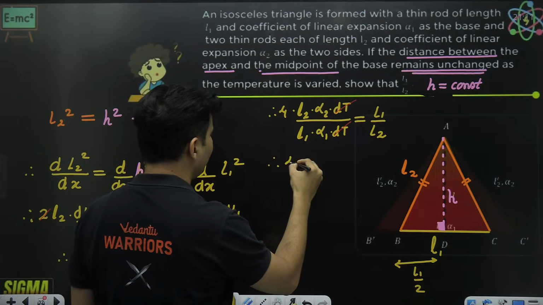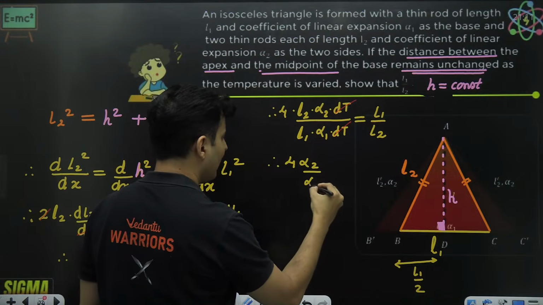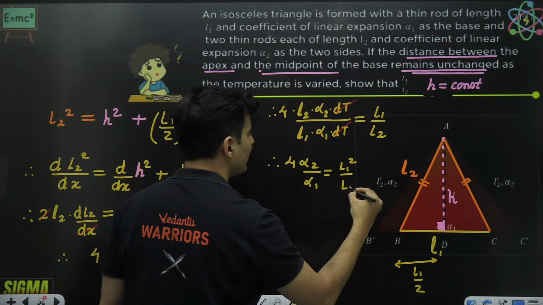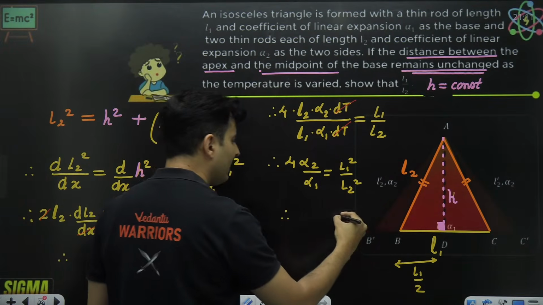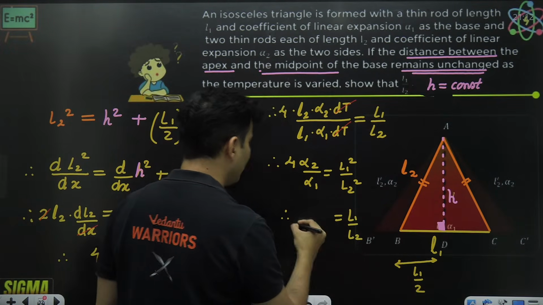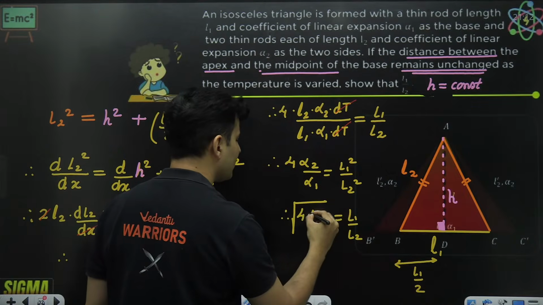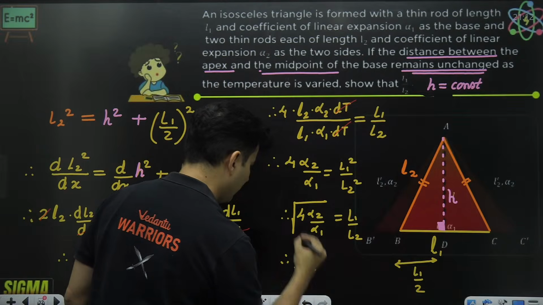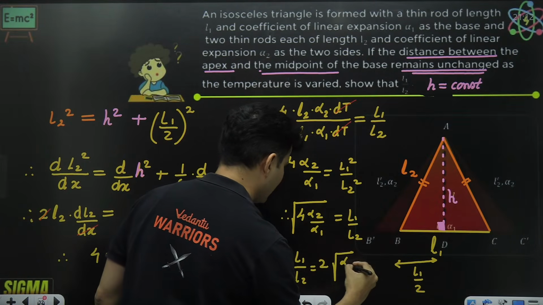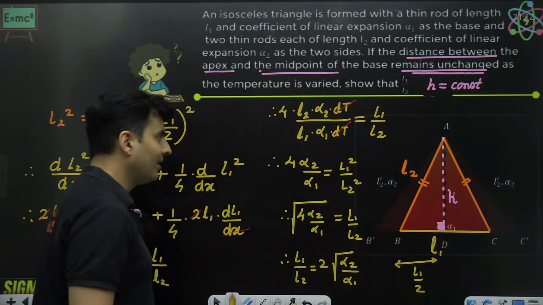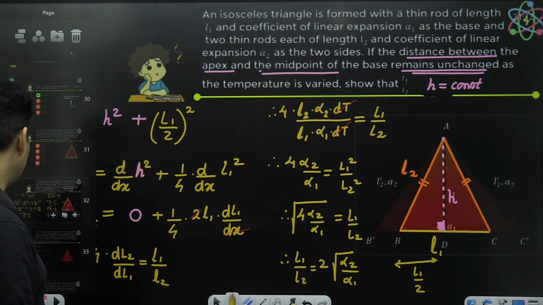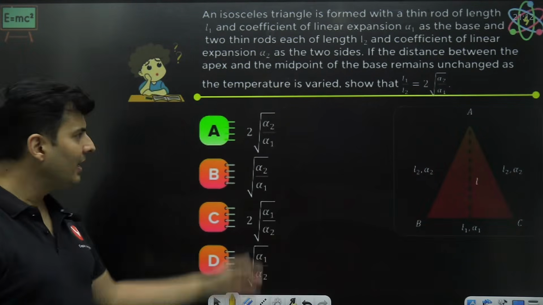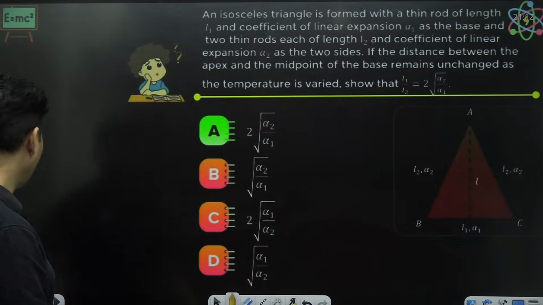So I am left with 4 alpha 2 by alpha 1. L1 into L1 is L1 square. L2 into L2 is L2 square. But I want L1 by L2. So obviously I will be tempted to take the roots on both the sides. Therefore, L1 by L2, root of 4 is 2, and this will be root of alpha 2 by alpha 1. Exactly what I wanted. And that is the correct answer. 2 into root alpha 2 by alpha 1 is the value of L1 by L2.